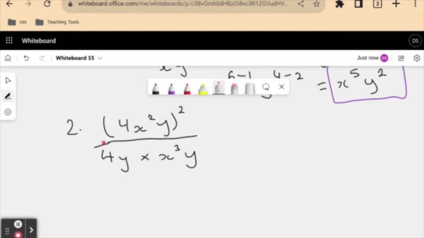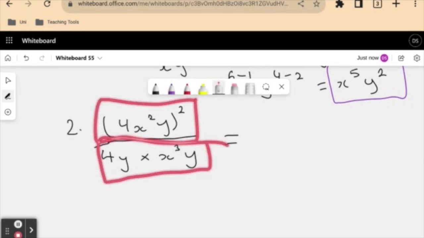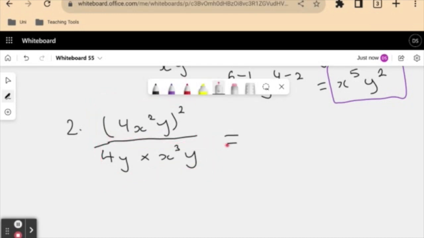Now, let's work through this individually. Especially when I'm working with fractions, I like to personally work through the numerator and the denominator separately, and then work through the actual last fraction part, the division.